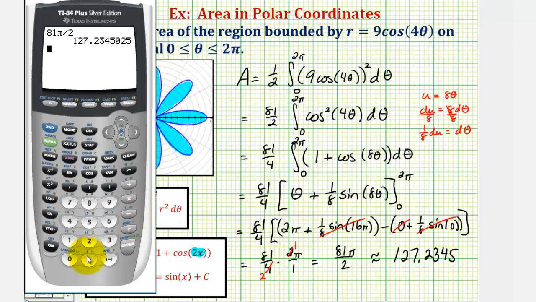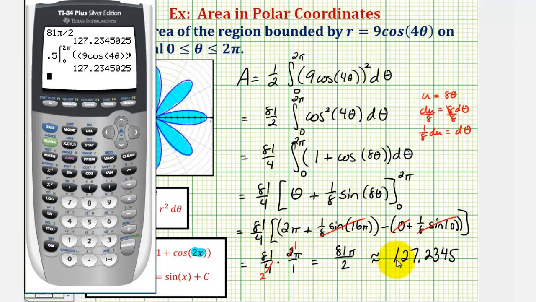go back to the home screen, and we'll enter 0.5 for 1/2, and then math 9 brings up the integral. The lower limit of integration is 0, right arrow. Upper limit of integration is 2 pi. Right arrow. The integrand was, in parentheses, we have 9 cosine 4 theta, close parenthesis for the angle, close parenthesis for 9 cosine 4 theta, squared. Right arrow. The variable of integration is theta, and enter.